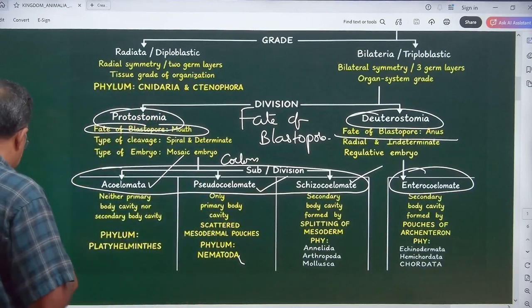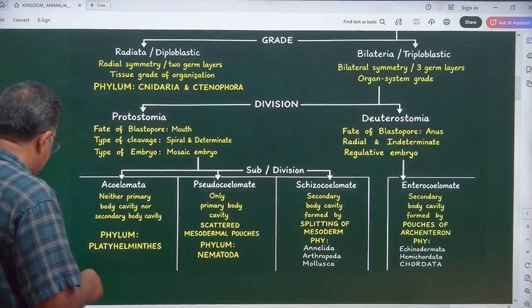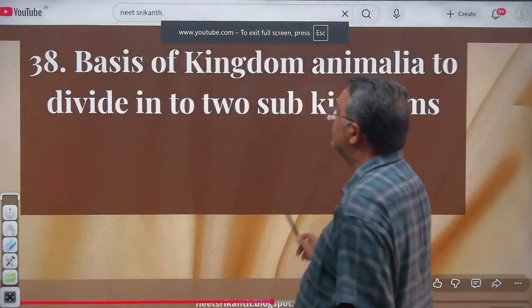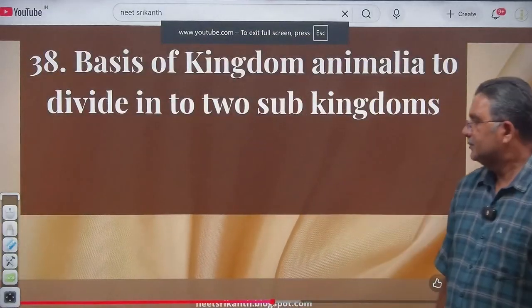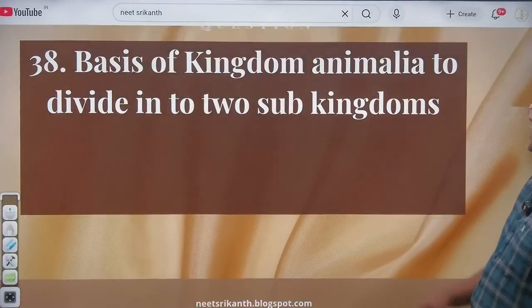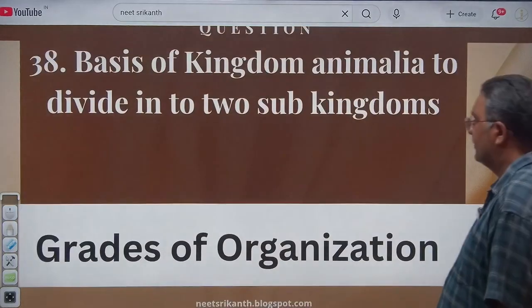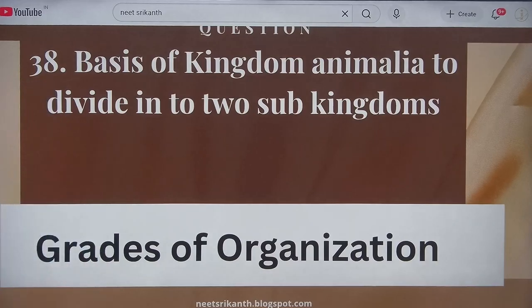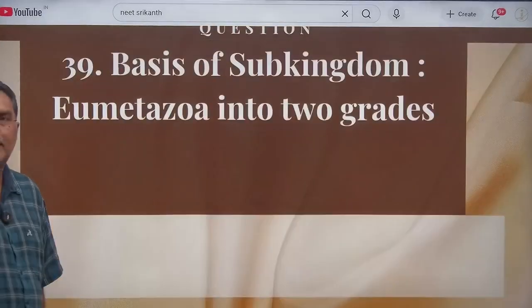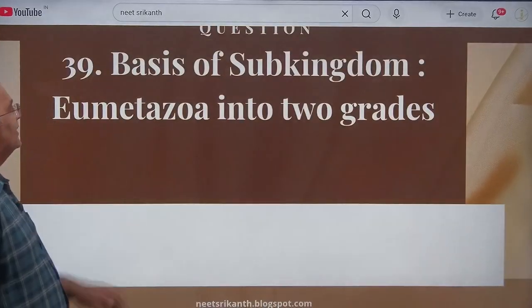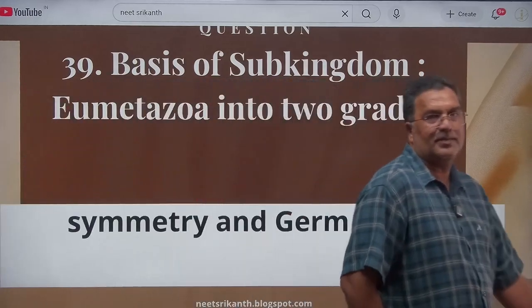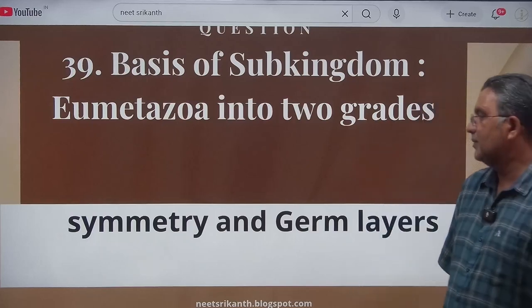Now, let us go to the questions. Let us practice the questions here. So, what is the basis? Grades of organization. Subkingdom, two subkingdoms based on the grades of organization. Two grades based on the symmetry and germ layers.